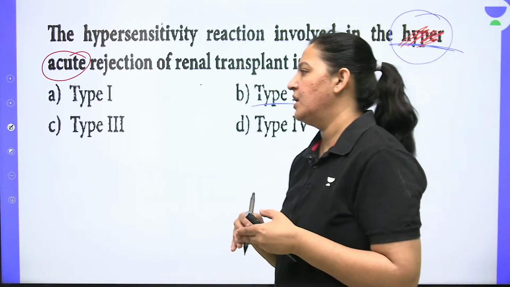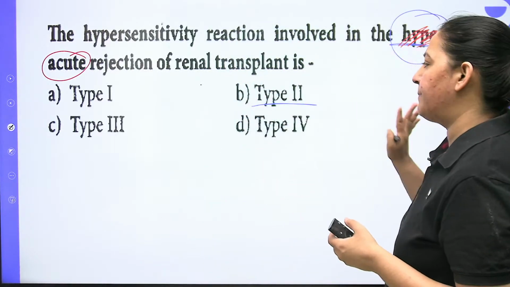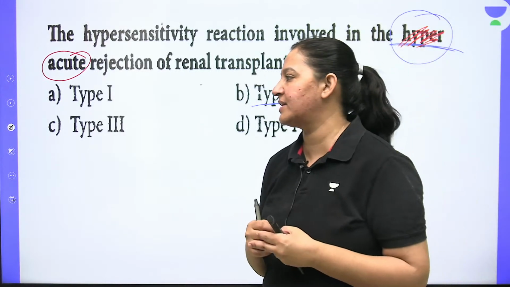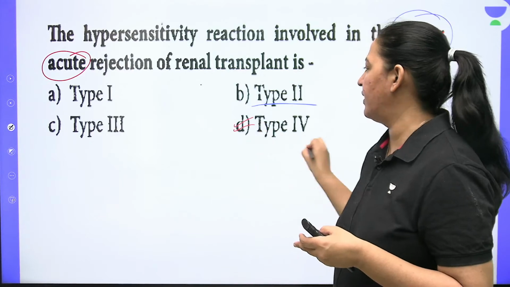Osama, Yogesh, Aniru, Anu, who will tell me the correct answer? I'm changing the question. Instead of hyperacute, I'm asking for acute. Now tell me the correct answer. So correct answer, yes, very good, Parag. In that case, the correct answer will be type 4. It is not type 2.